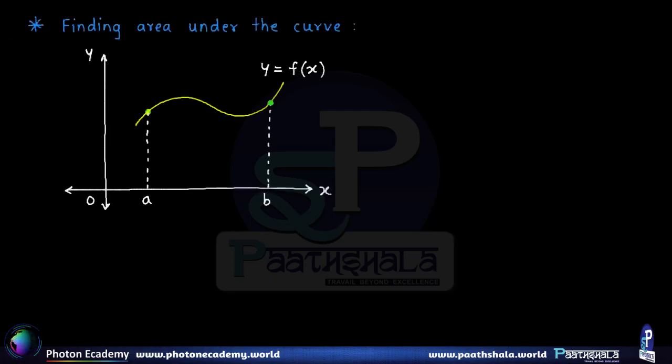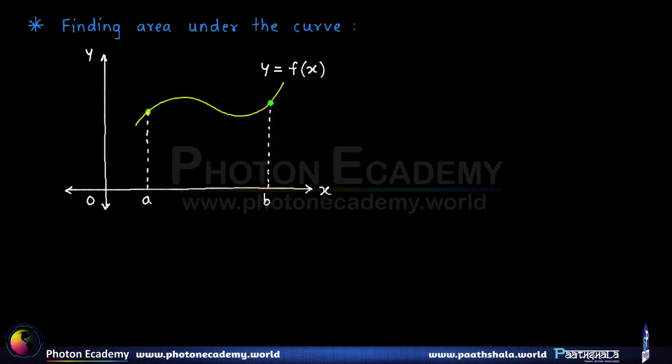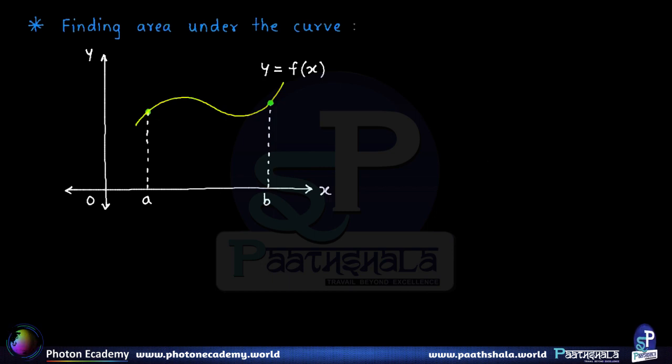Now let us revisit the process of finding an area under a given curve with the help of definite integrals. As we had seen in the beginning, the geometrical meaning of a definite integral is that it gives the area under a specific curve between the two given limits of the variable. For example, let us see that there is one curve given here of some function, say y is equal to f of x.